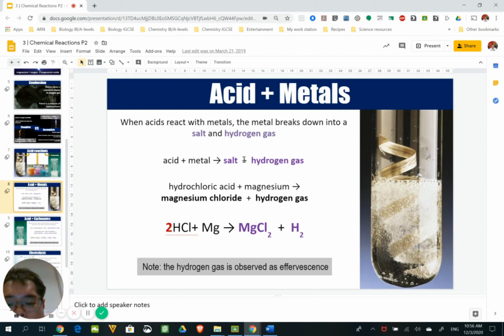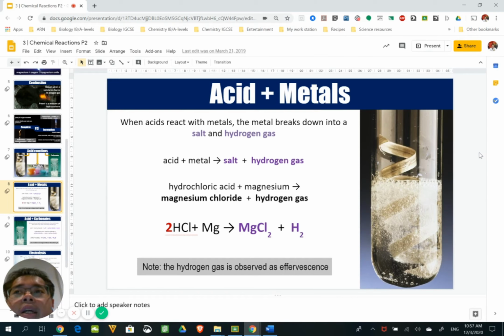So if you can see over here, your acid and your metal are both reactants. The salt and hydrogen gas are your products. Now, I want you to focus more on the word equation, but if you look at this balanced equation here, the balanced equation is where you learn in grade 9 on how to balance it.